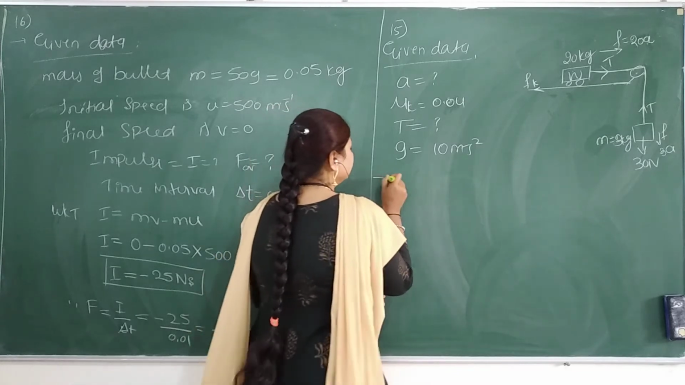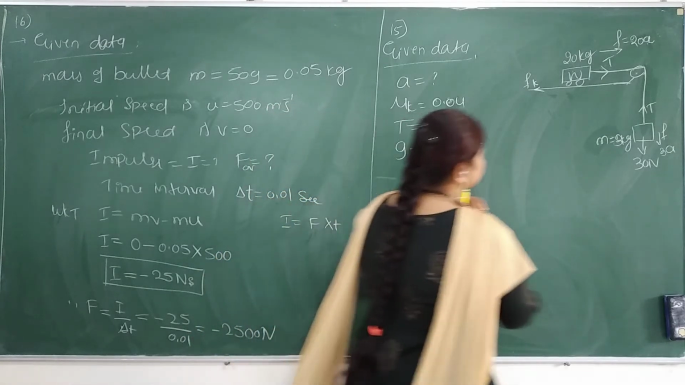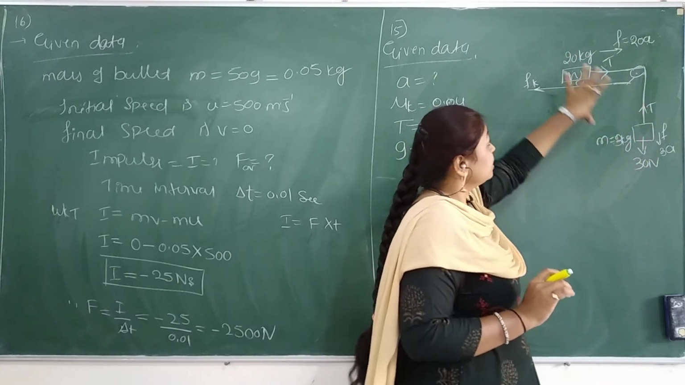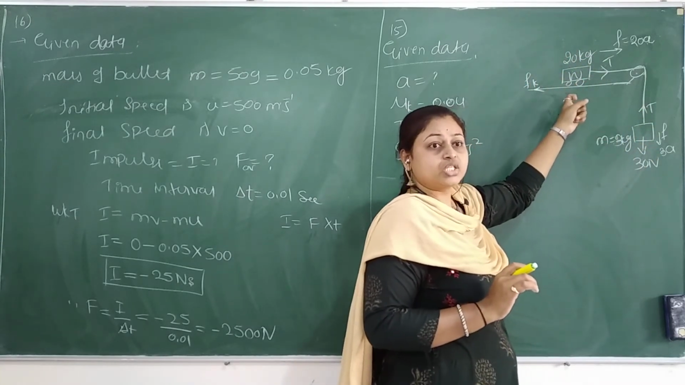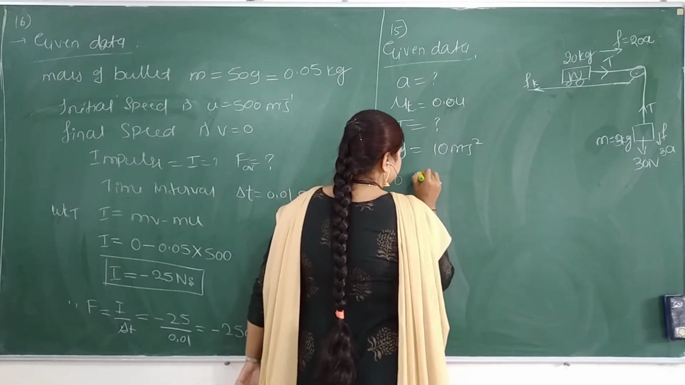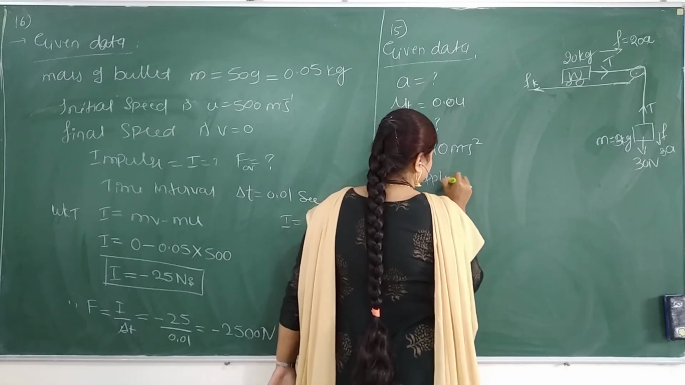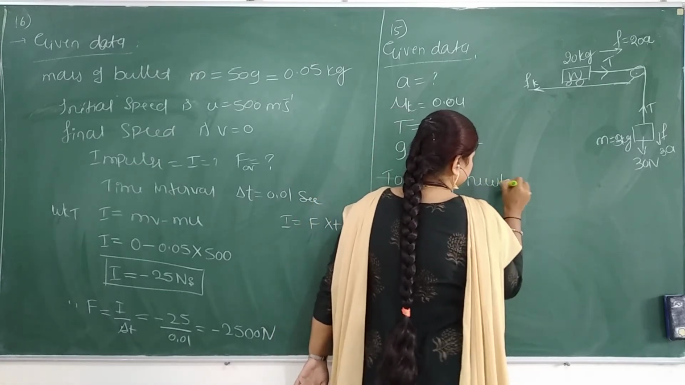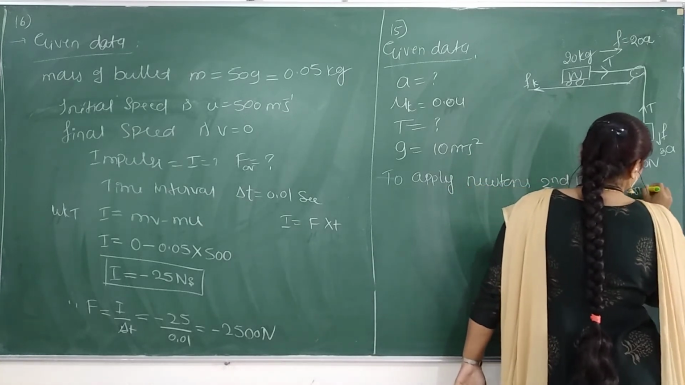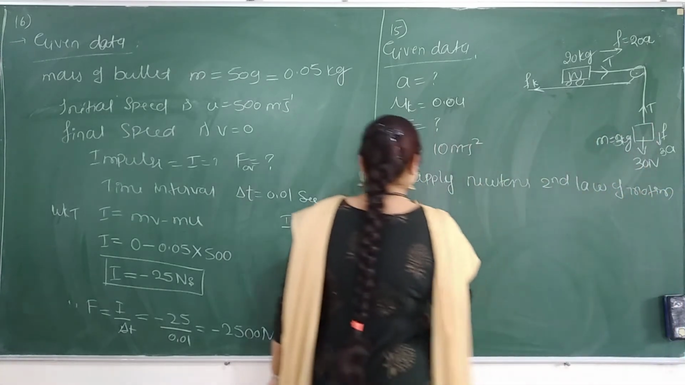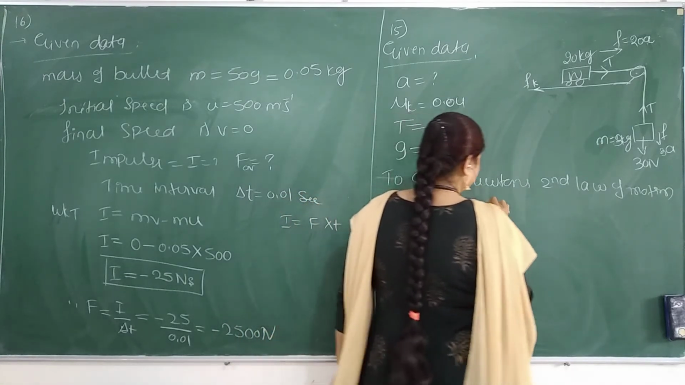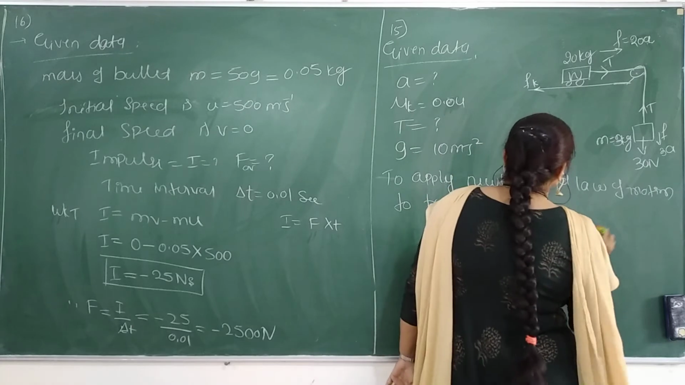Now look at the board. So first, there are two objects. One is trolley, another is block. First we will draw the free body diagram for this trolley. Free body diagram apply. So to apply Newton's second law of motion to trolley, we'll draw the diagram here.